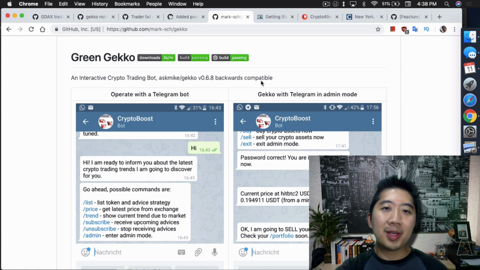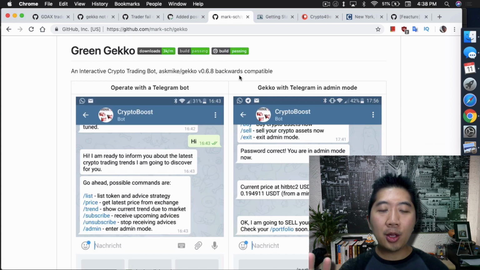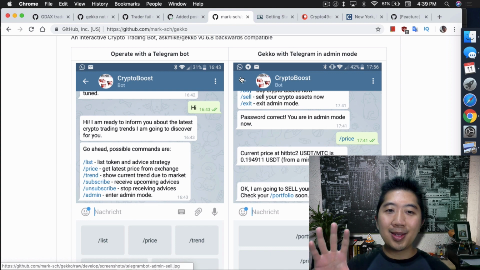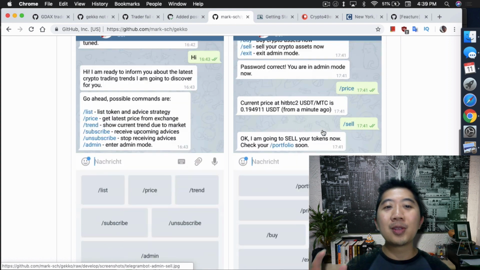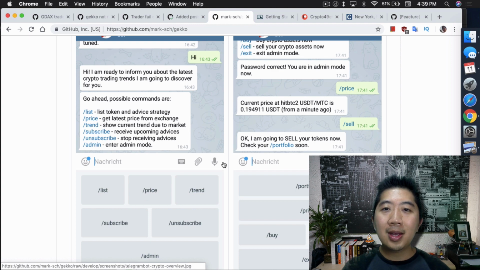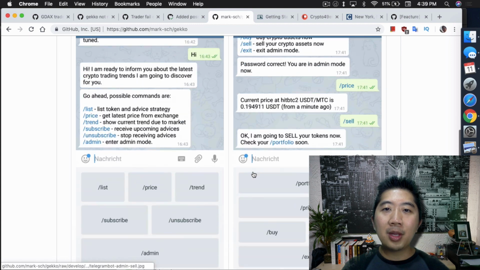The main features in Green Gekko is that it's an interactive trade bot, and it uses Telegram. I already have Telegram set up with Gekko before. You've seen my past videos about that. But this looks so much nicer because first of all, the commands are already at the bottom of the screen, so you can just tap on it instead of actually typing it out. That's really nice. Secondly, he has something called an administration mode.